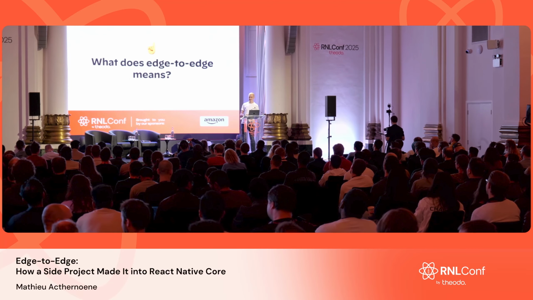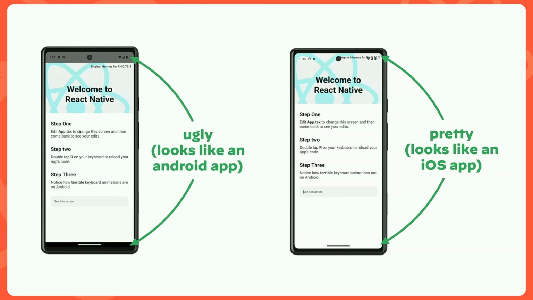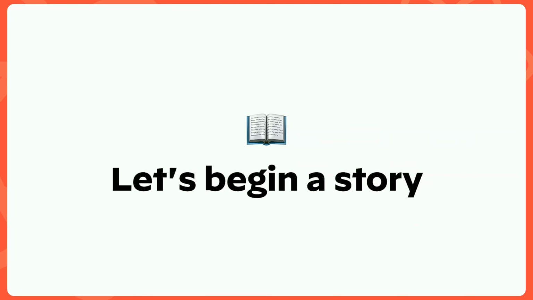What exactly is edge-to-edge? It's actually pretty simple. Edge-to-edge means allowing an app to take all of the available space, including the area occupied by the status bar and the navigation bar. These bars become transparent and your app extends underneath them. This is the default behavior on iOS. Unfortunately, it's not the default on Android.